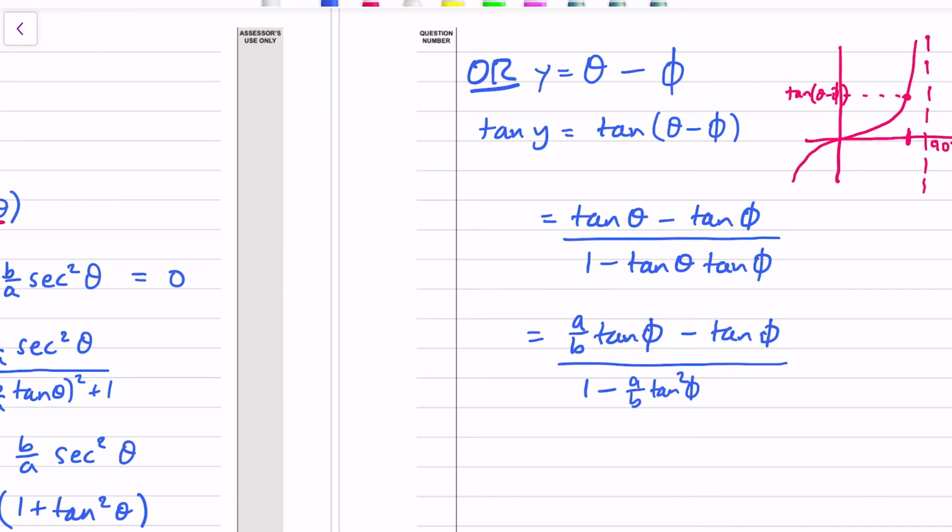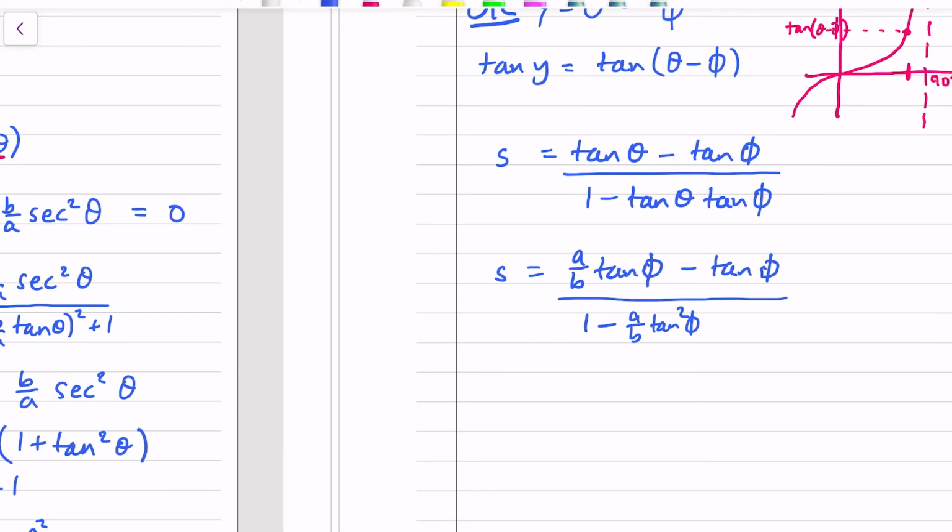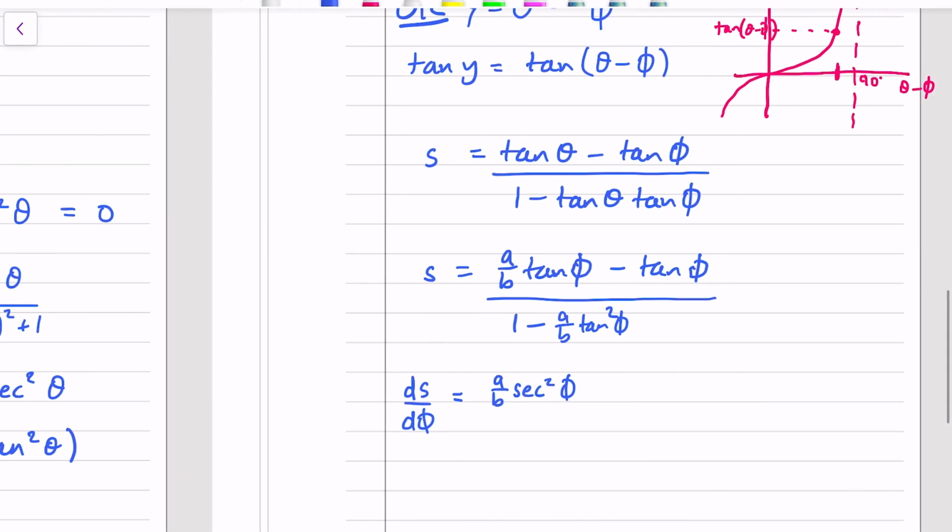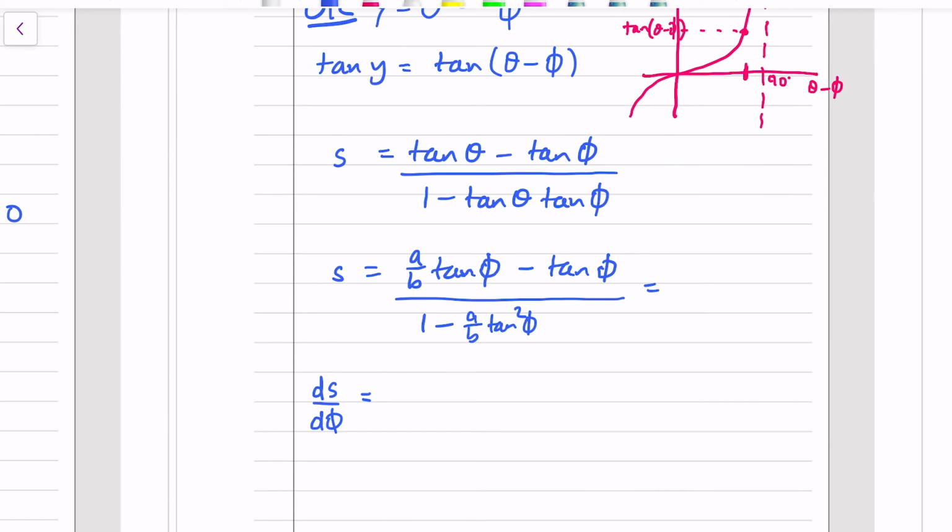And I'm going to call this tan y, I don't know, just call it s, because we want the biggest value of s. So ds d phi, the only variable left is phi. Use the quotient rule, so diff the top, a over b sec squared phi. Actually, let's tidy it up first, because that's going to be a mess otherwise. A over b minus 1, all times tan phi.